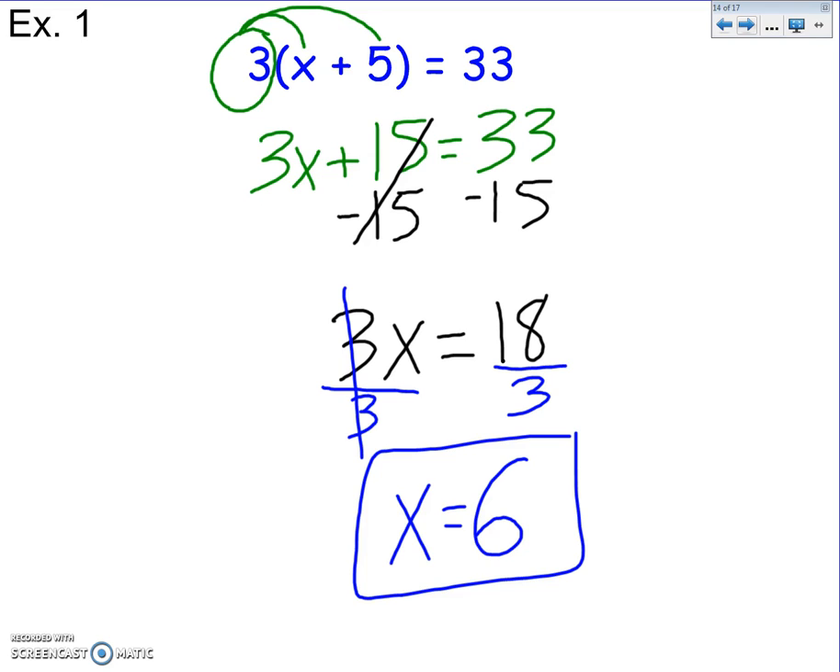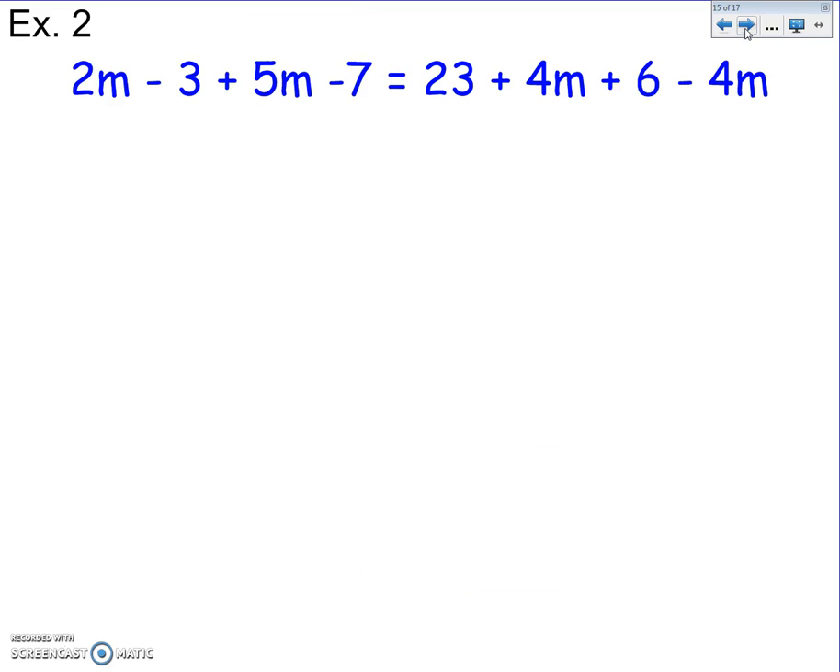All right, my second example. It looks longer, but it's not that much harder. So again, the 4 steps. Step 1 is distribute. I do not see any parentheses on the left side or the right side, so I skip step 1. Step 2 says combine like terms. So first, I will combine like terms on the left. I see a positive 2m and a positive 5m. No more m's on the left. Those combine to make 7m.